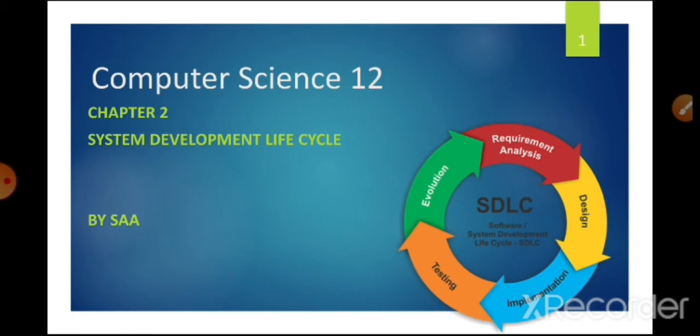We are studying about system development life cycle or software development life cycle. Up till now we have discussed its importance and its objective, and we have also covered a few of its phases. Today we are going to revise those phases and we are going to complete the rest of the phases of SDLC.